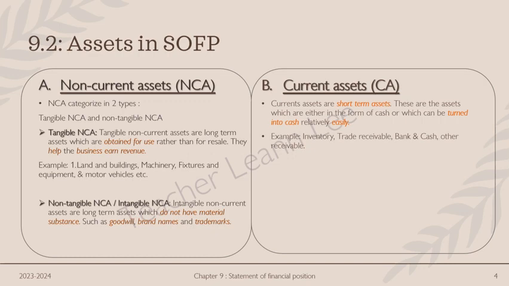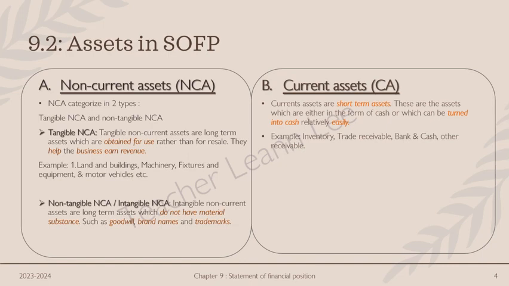Asset and liability of the company, how well they manage. So you need to show the data of asset and liability. Whereas asset we have categorized into two types. One is non-current asset, the other one is current asset, which I make as a short form. NCA represents non-current asset, CA represents current asset.